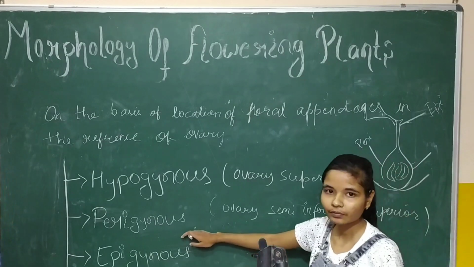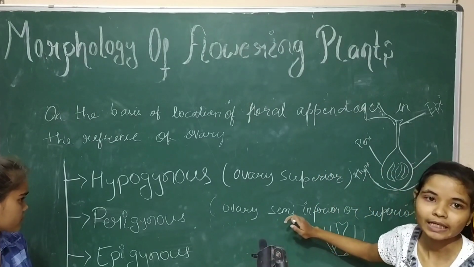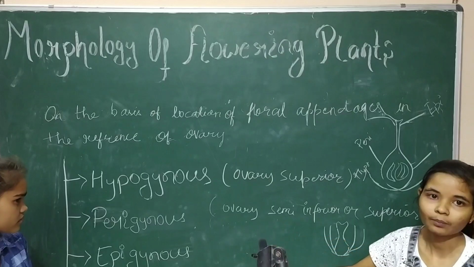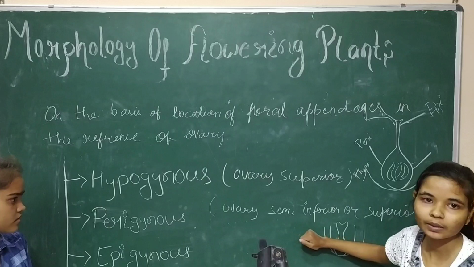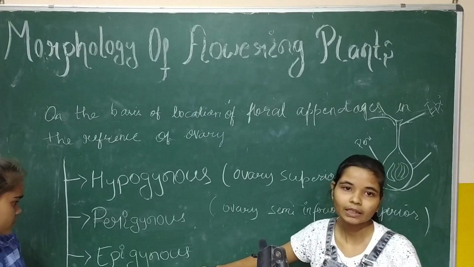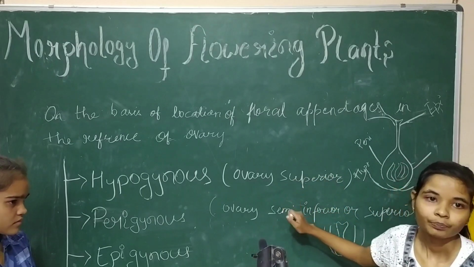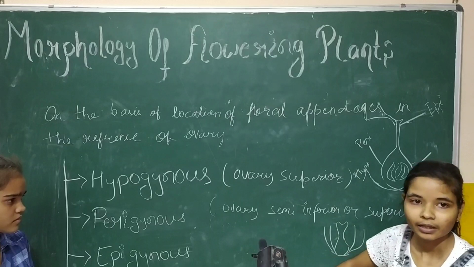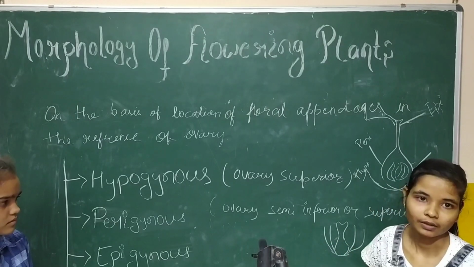In the second case, we will see perigynous. In the case of perigynous, mostly all the floral parts and the ovary both are on the same level. So here the ovary is known as semi-inferior or semi-superior. In the case of epigynous, we will see that all the floral parts are located above the ovary. So here the ovary is known as completely inferior.